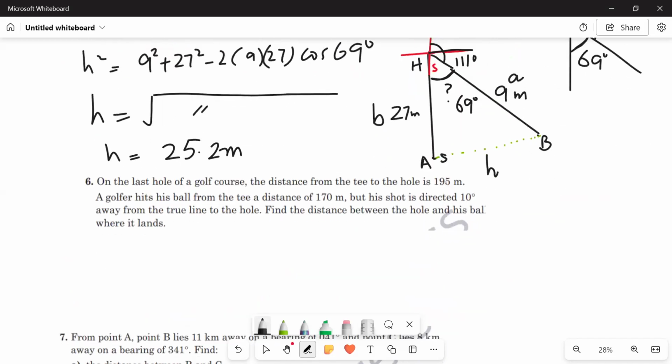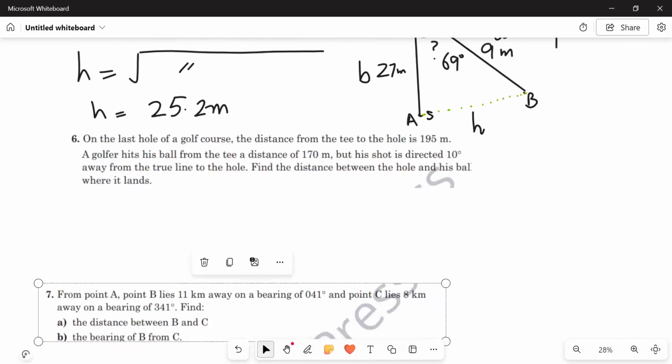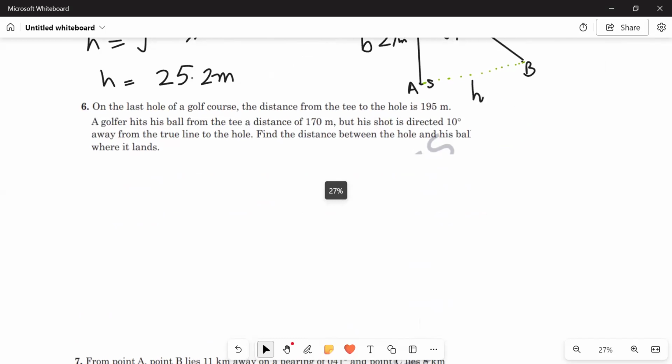Okay, now question number 6. Is it clear? This question is clear. On the last hole of the golf course, the distance from the tee to the hole is 195. A golfer hits his ball from the tee a distance of 170 meter, but his shot is directed 10 degree away from the true line to the hole. Find the distance between the hole and his ball where it lands.